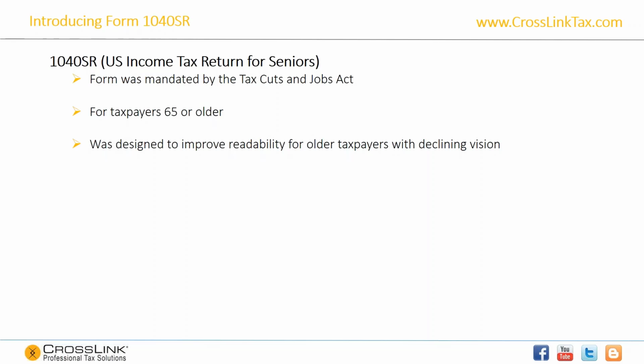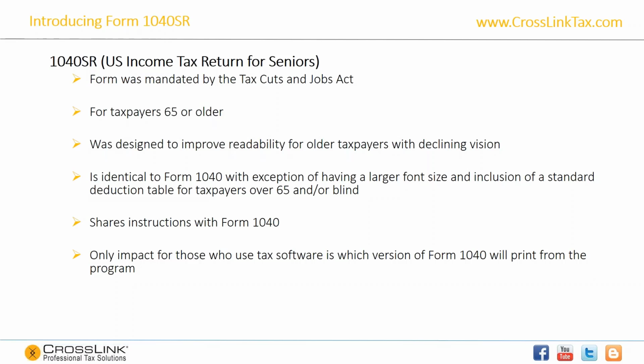It's for taxpayers 65 years old or over, and was designed to improve readability for older taxpayers with declining vision. So what does it mean? It's identical. The first thing you'll need to know is it's identical to Form 1040, with the exception of having a larger font size and the inclusion of a standard deduction table for taxpayers over 65 and/or blind. It shares the instructions with the 1040, so those are exactly the same. The only impact is for those who use tax software, in which case the version of the 1040 will print from the program itself.